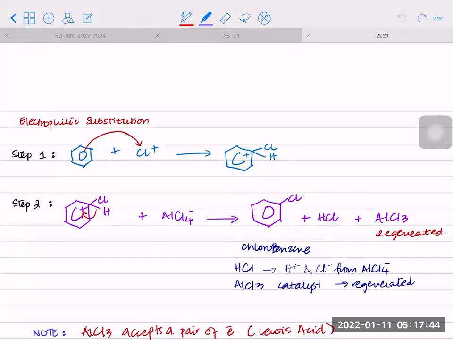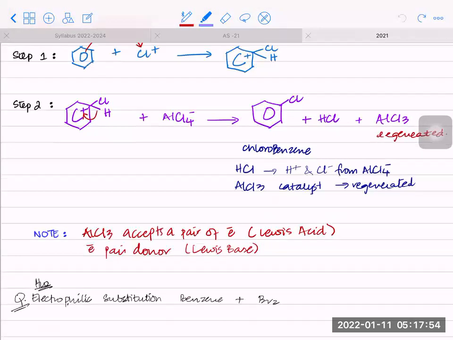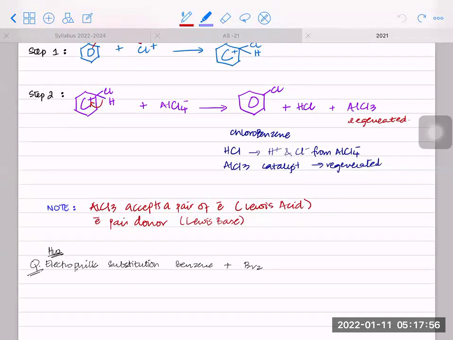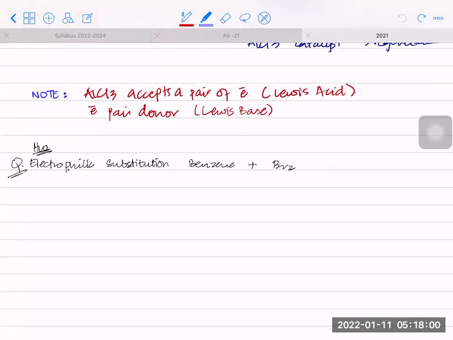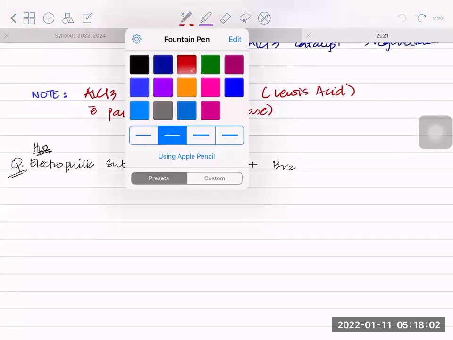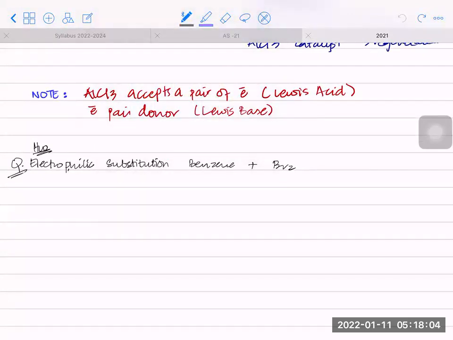How do we get HCl? The H that is expelled as H plus, along with the Cl minus over here, will make HCl, and the AlCl3 catalyst is regenerated. So this is the reaction mechanism for electrophilic substitution. We saw chlorination yesterday. I asked you to do bromination as homework, right? So let's see the bromination reaction as electrophilic substitution.